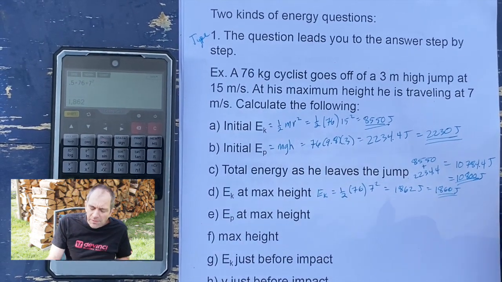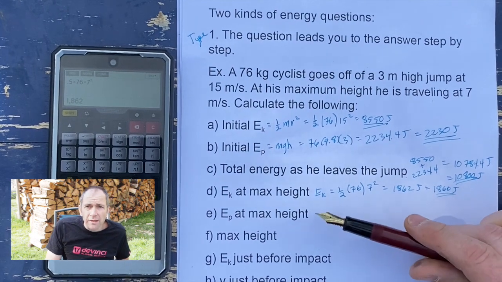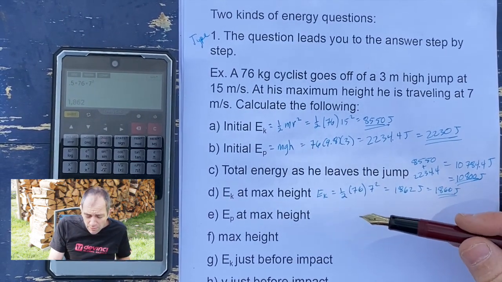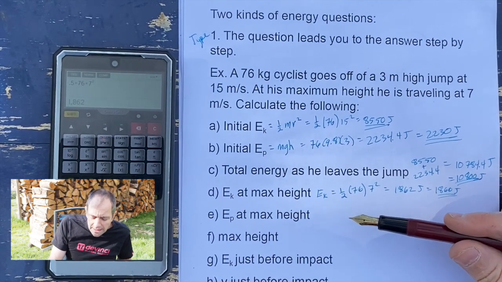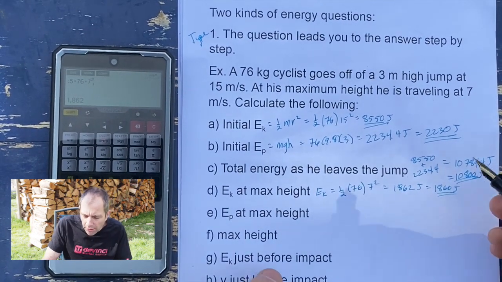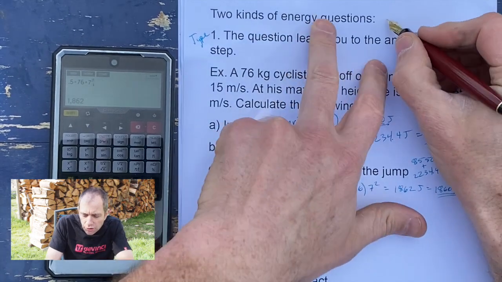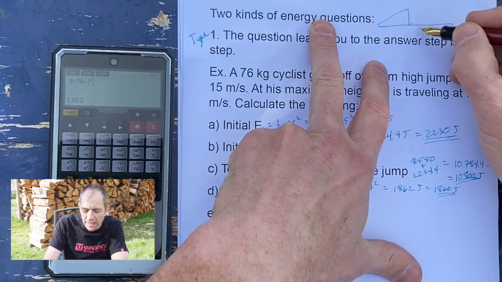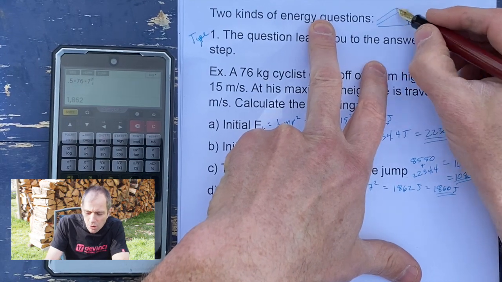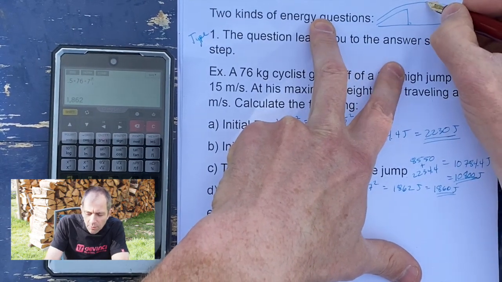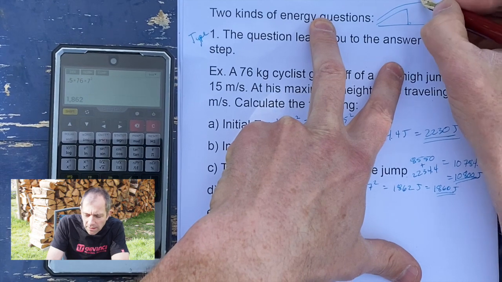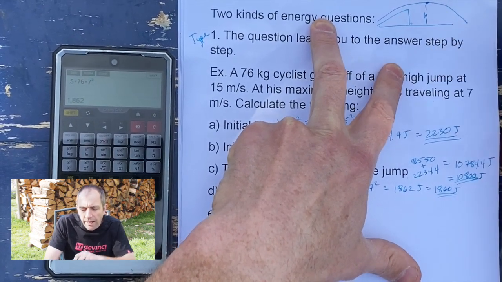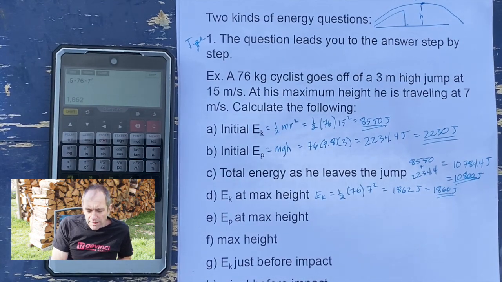Okay, the next one says, what's the potential energy at maximum height? Well, it doesn't tell you how high he was going. Remember, if you're going off a bike jump, in case you're not sure, this isn't me, by the way, I go off bike jumps like that. This person would be going off kind of like that. So at this point here, the speed is 7 meters a second, and we're asked to find the height or the potential energy at that point.